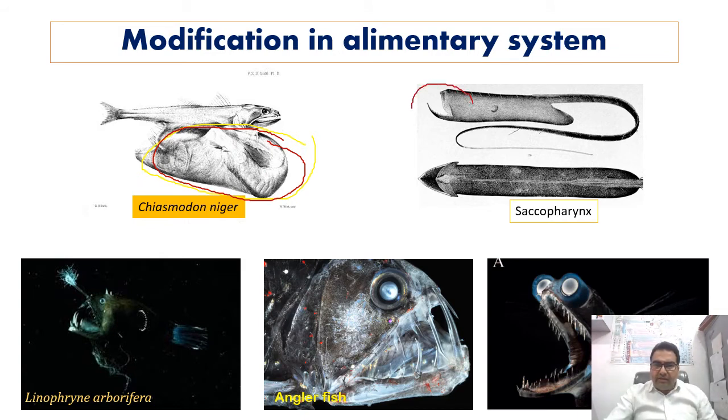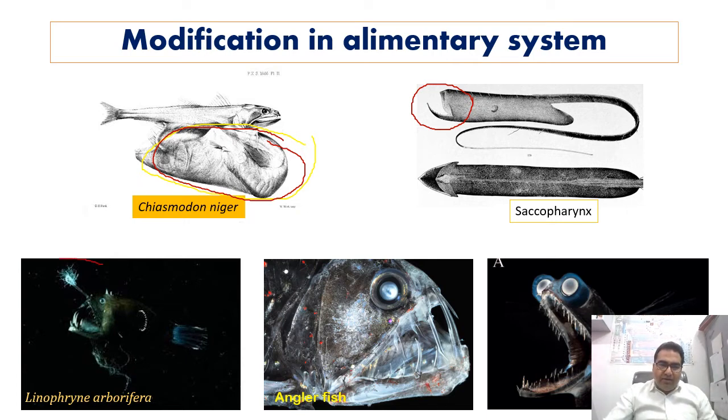Then the second important thing is that they have a large mouth. They have a large mouth so that they can capture their prey without any fail.